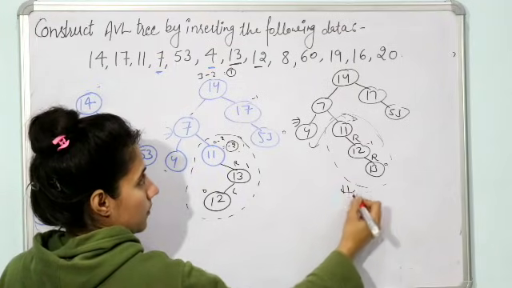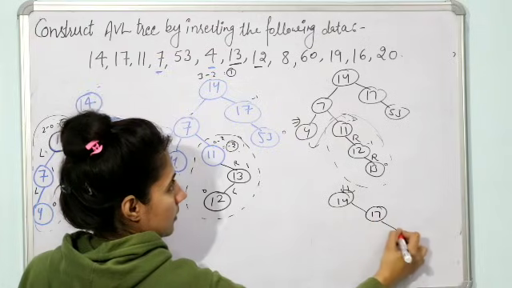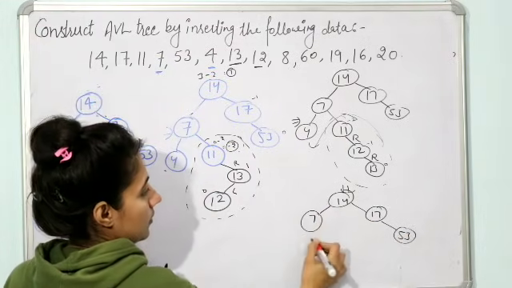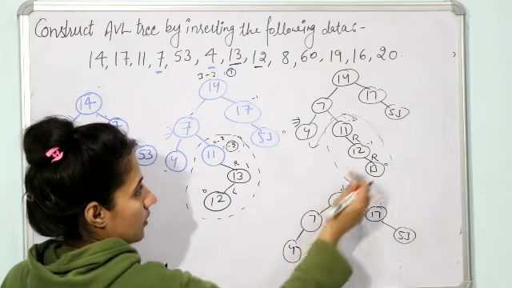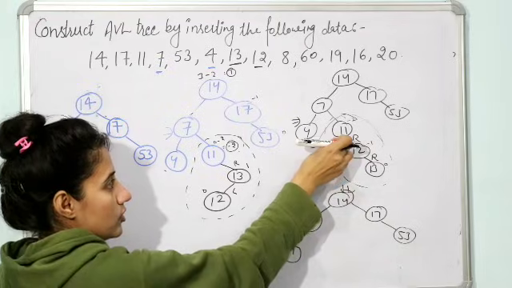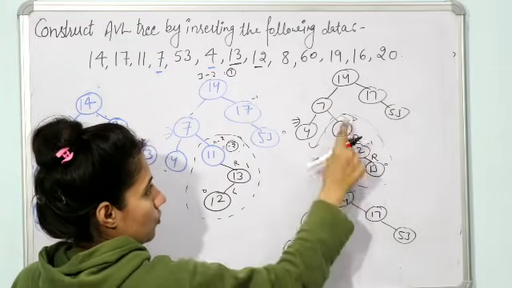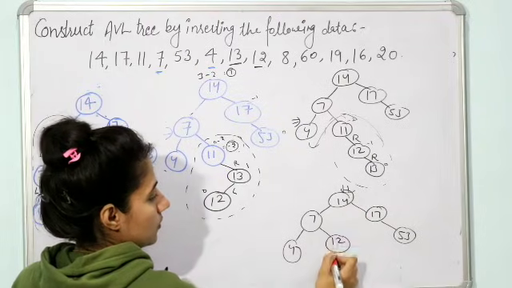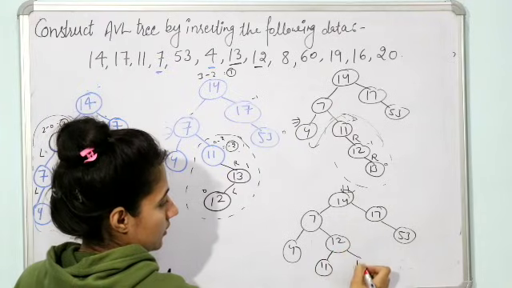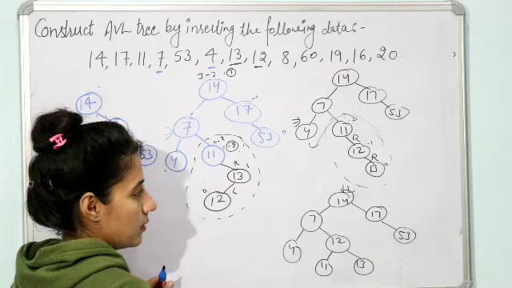And the tree would be 14, 17, 53, here we have 7, here we have 4, and do this left rotation. Left rotation means pull down this 11 to this side, left side. Then 12 would go up, the left side of 12 is 11 and the right side is 13. Fine. So this is a balanced tree.